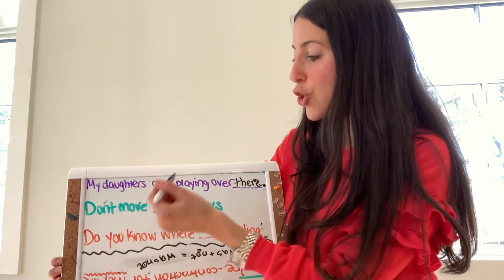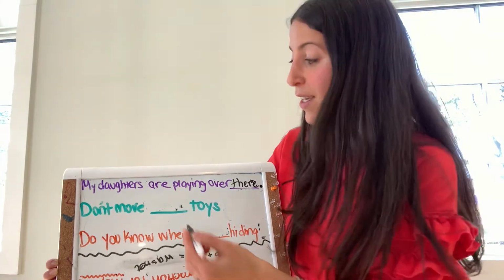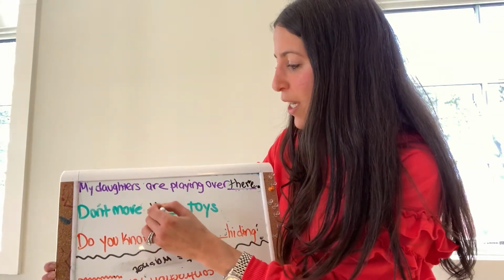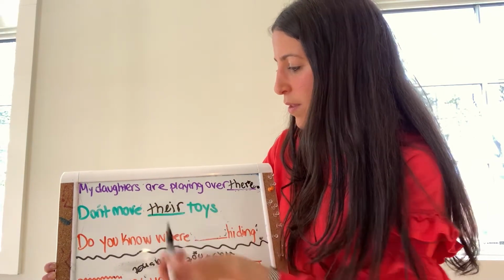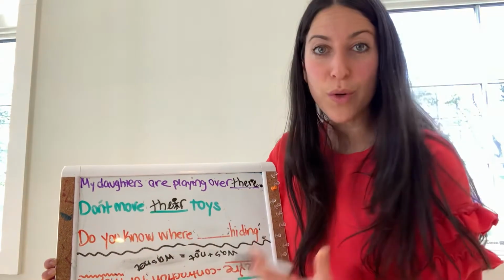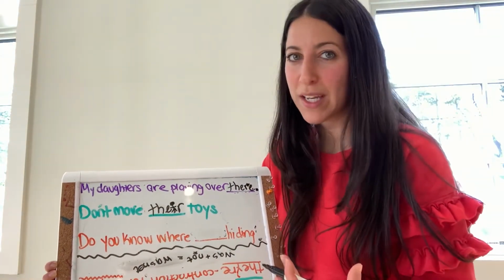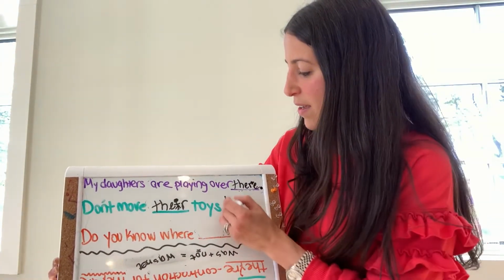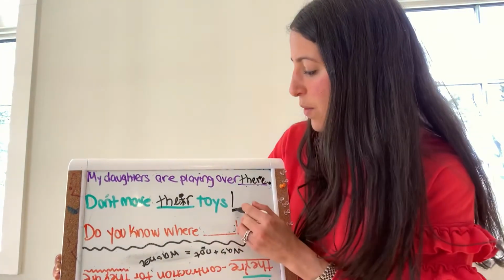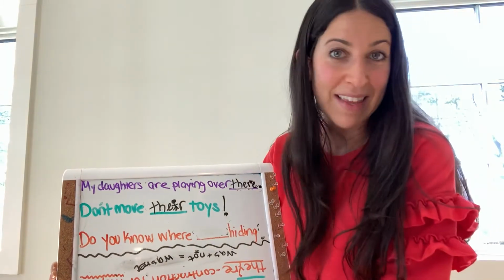Next sentence, don't move their toys, okay? They're gonna get very upset if you move their toys. So it is belonging to them. So remember my person, don't move their toys. And again, what am I actually doing here? What kind of sentence is this? Okay, it's a command, it's an imperative sentence with emotion. So it's gonna use an exclamation point at the end.